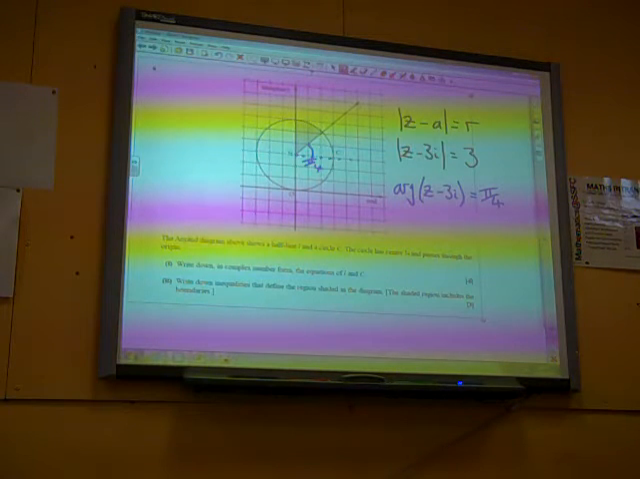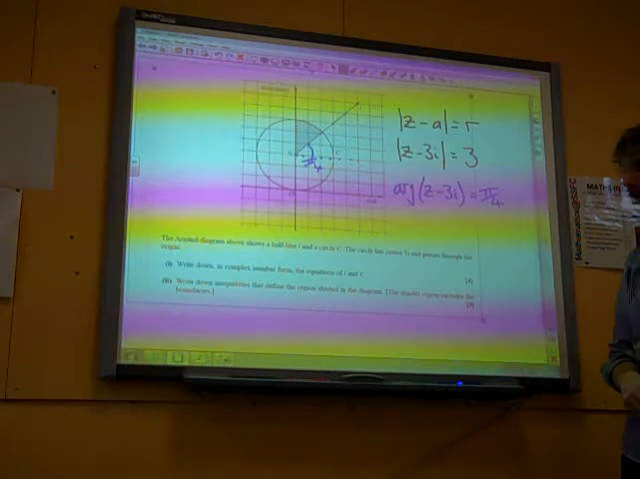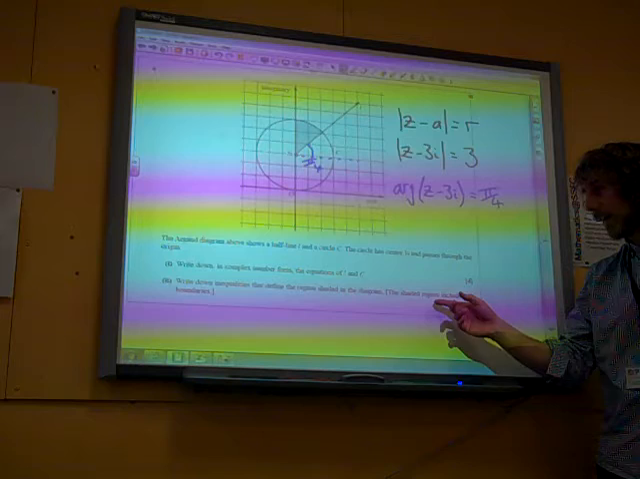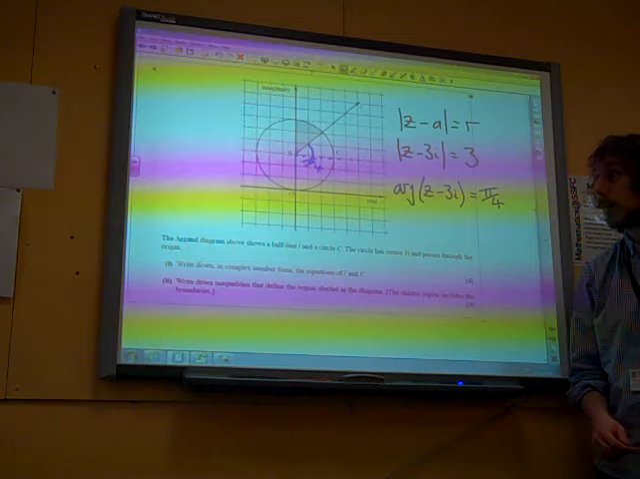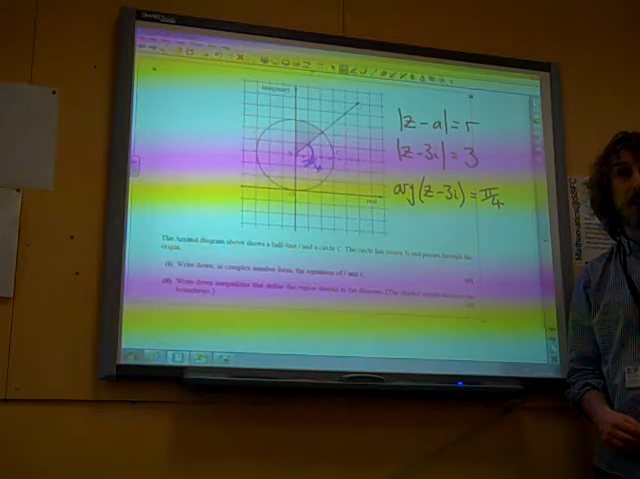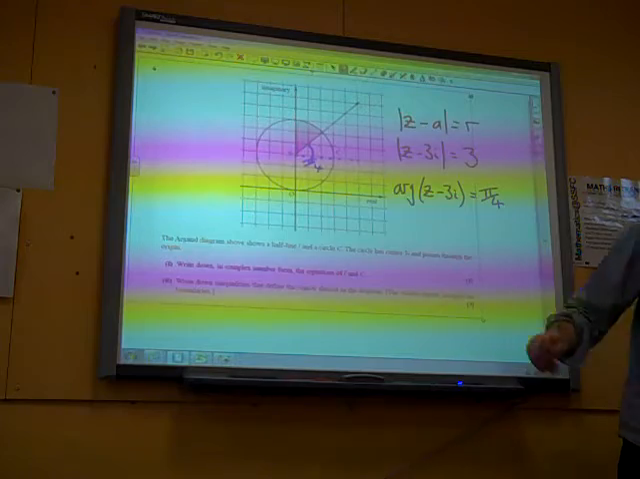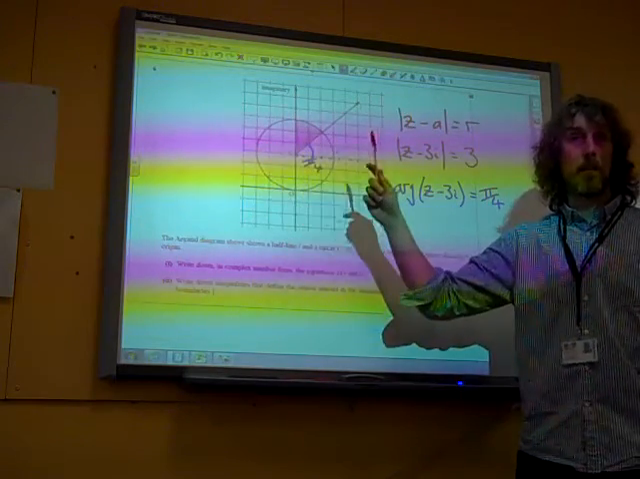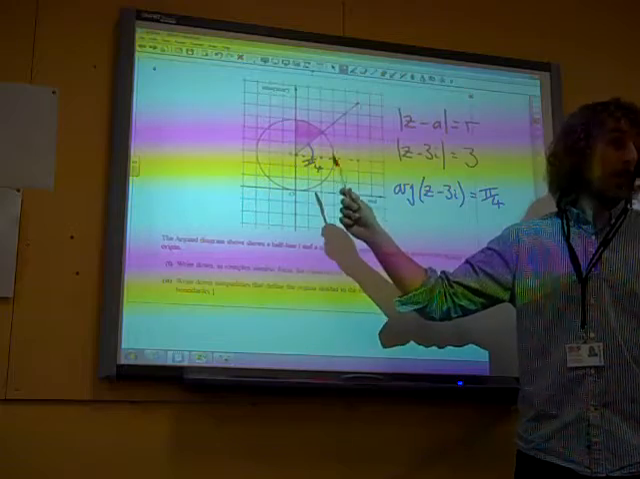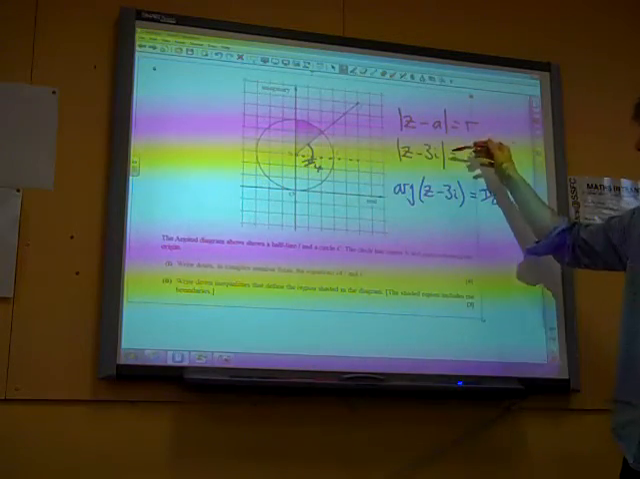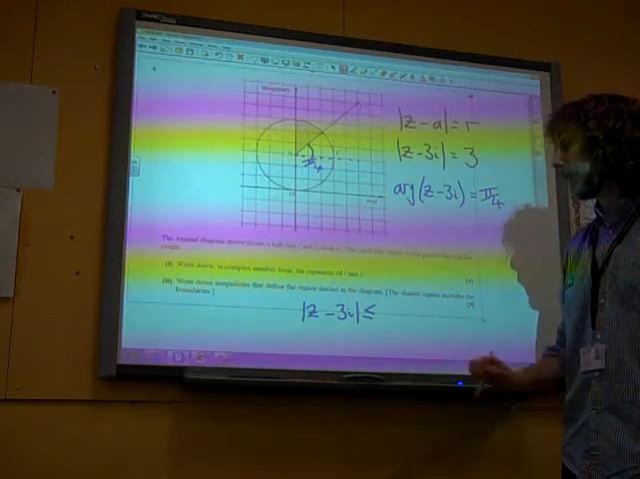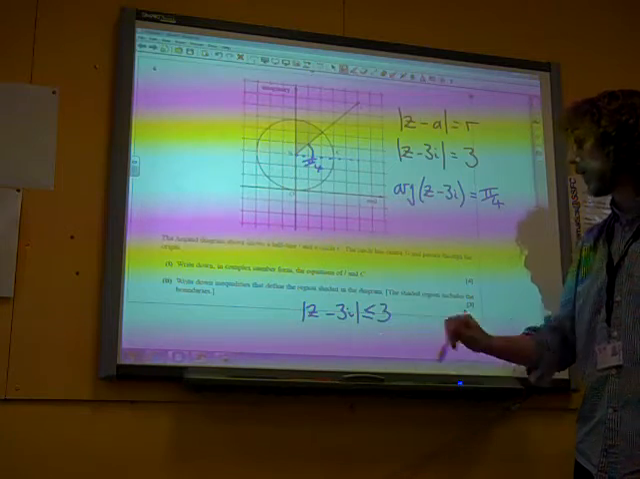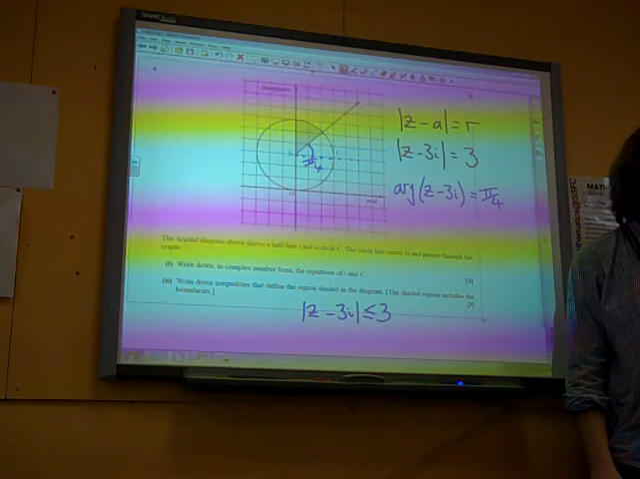The question then says, write down the inequalities that define the region shaded in the diagram. The shaded region includes the boundaries. Now that little bracket bit at the end is just telling us we're going to use less than or equal to inequality signs because it includes the boundaries. So if we look at what's happening there, we've got 2 things happening at once. They're shaded inside the circle. So the first thing, in order to make sure that we're shading inside the circle, we take the circle equation and say that the modulus of z minus 3i is going to be less than or equal to 3. So that's the first statement that we need to make.